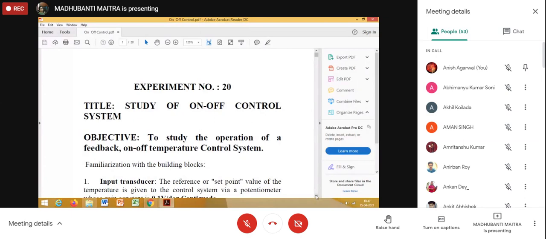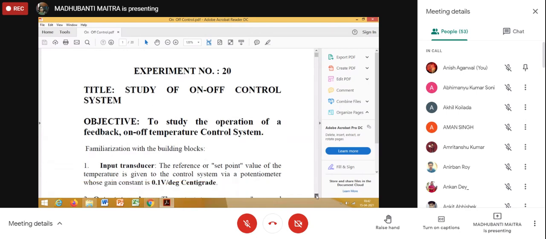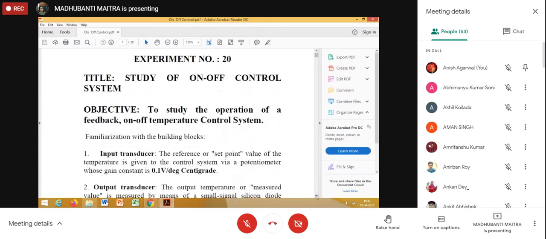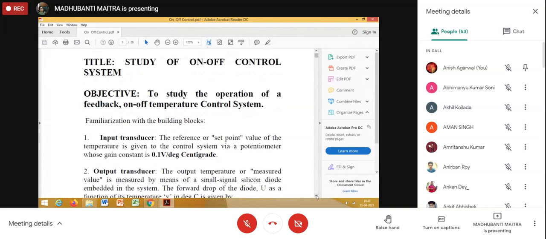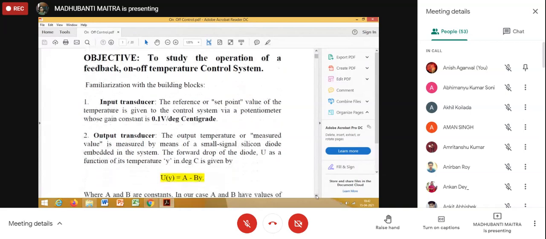So the name of the experiment is Study of On-Off Control System, and the objective is to study the operation of a feedback on-off temperature control system. Right now, familiarization with the building blocks, that means the units that we are going to use in this particular experiment. The first one is obviously the input transducer.